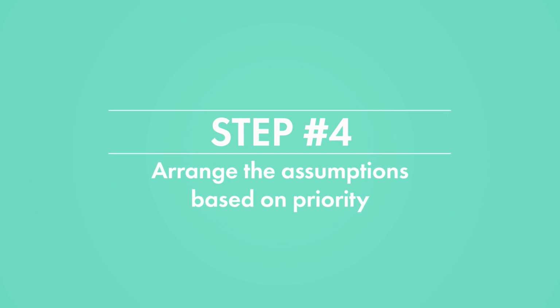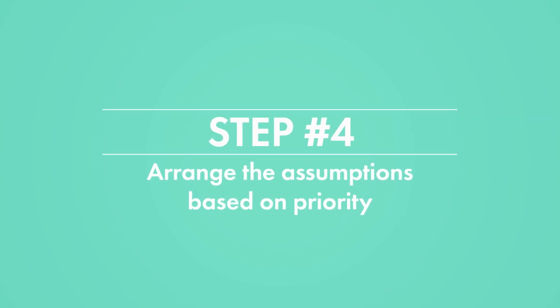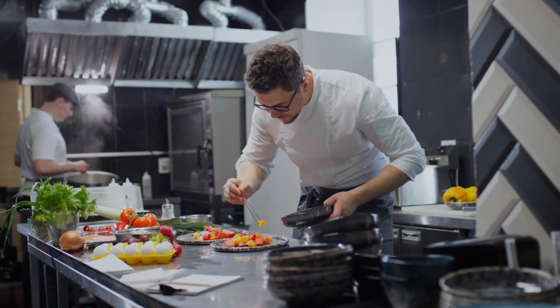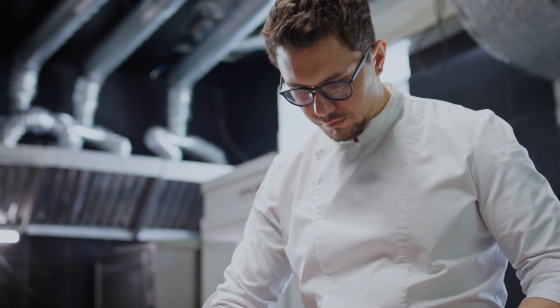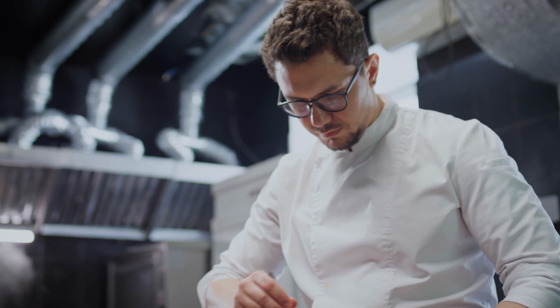Step 4. Now that you have categorized your assumptions into the 3 categories, now it's time to put them in the right order based on priority, from negligible to critical. The critical assumptions should be tested first. These are assumptions which, if proven wrong, there would be no business, or major changes should be considered.